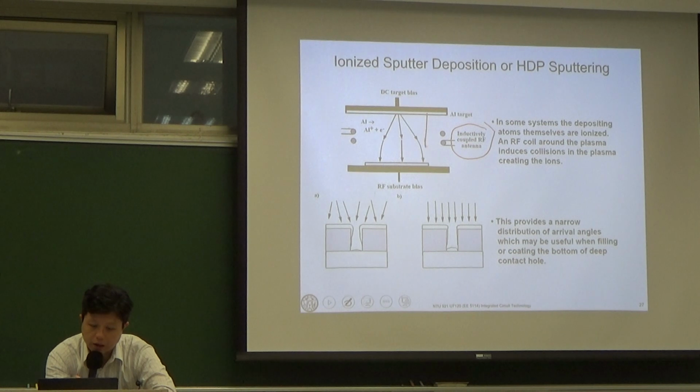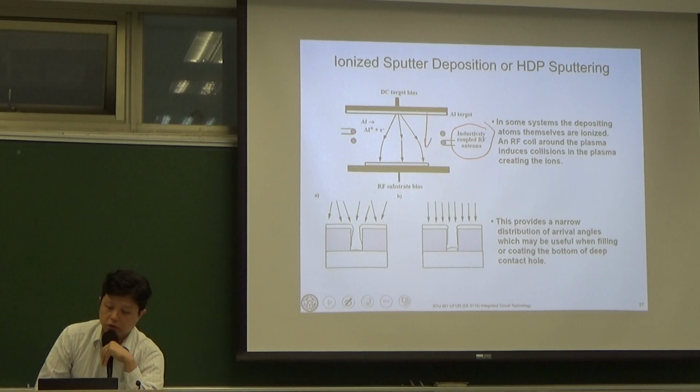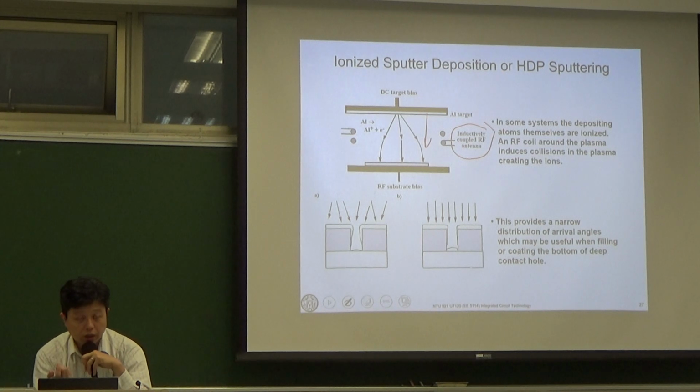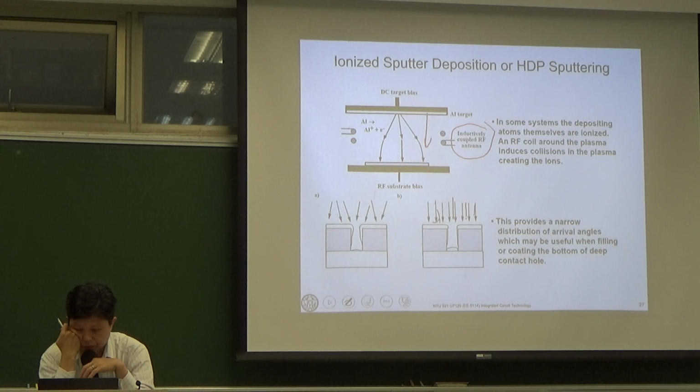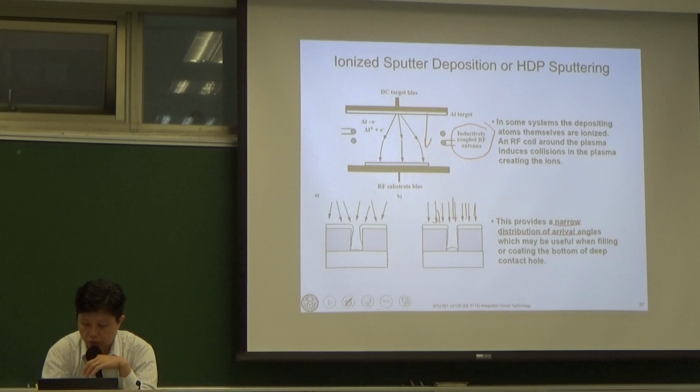Like here we have a DC bias, so we can produce enough kinetic energy for your atoms. By doing this, we can give a more focused direction to your ions, so that will give you this kind of deposition direction. That provides a narrow distribution of arrival angles.